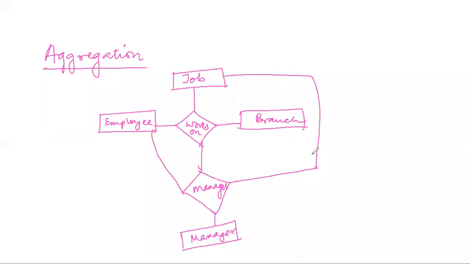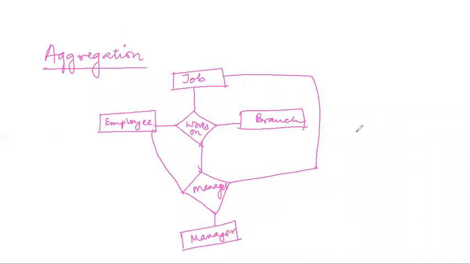Okay. Now, consider this ternary relationship. That is, this relationship works on is a ternary relationship between the employee, branch, and manager. Okay. So now the best way to model this situation is to use aggregation, so that the relationship set works on is a higher level entity set.